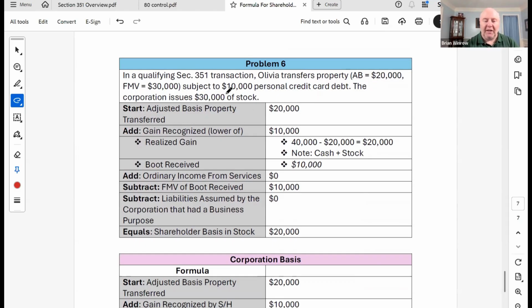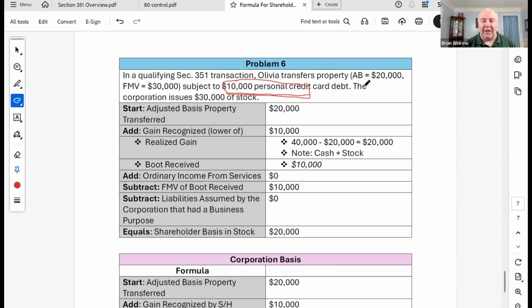Well, this here is a non-business purpose. Let me tell you something. If we had a $10,000 personal credit card debt and we had $100,000, just say a large amount, of business purpose loan, this 10,000, because it's non-business, taints all of our other liabilities. We're going to treat them all as non-business purpose. If there's any non-business purpose, all of our liabilities are going to be treated as non-business purpose.